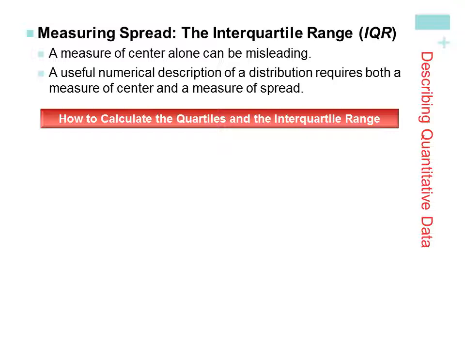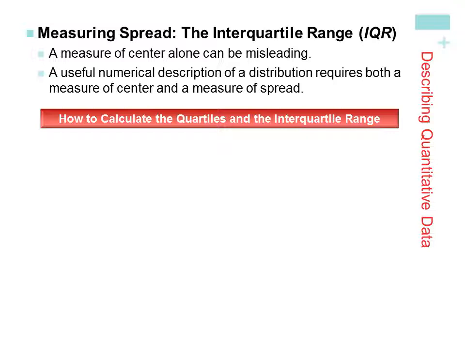So think about commuting times to New York City. Maybe if you live in the center of the city, the commuting time is going to be short because you can get in a cab, or you can take the train, or you can walk, versus someone that lives far out in the suburbs, it's going to take them a lot longer. So a useful numerical description of a distribution requires both a measure of center and a measure of spread. This comes from our SOCs.